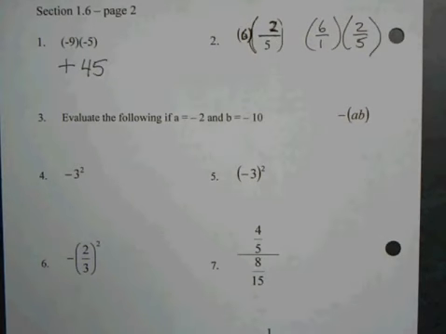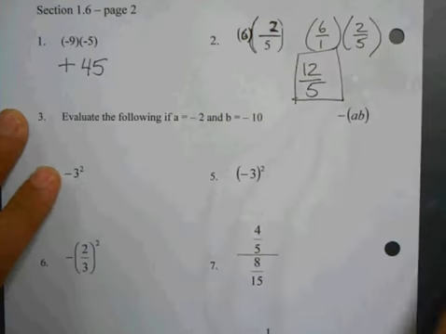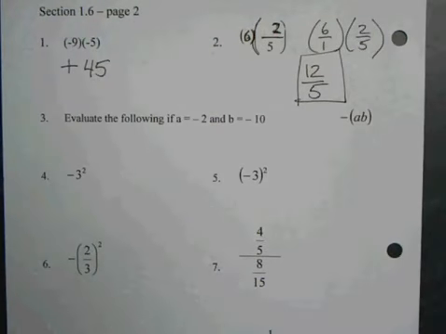Now, can you cancel anywhere? Does anything at the top cancel with anything in the bottom? No. So if it doesn't cancel, multiply straight across. So my answer looks to be 12 over 5. Pause for a second about proper notation. What notation is that called? Improper fraction. So is it okay to have an improper fraction? Yes.